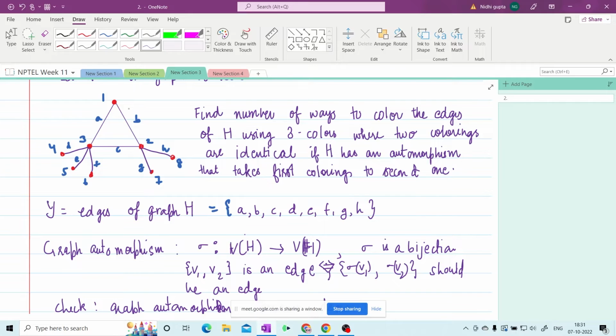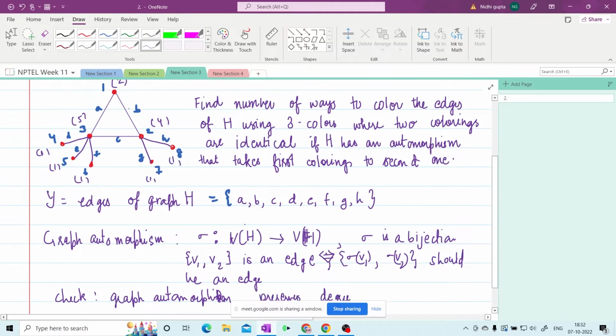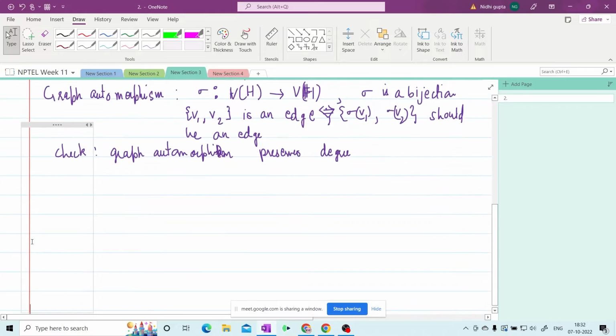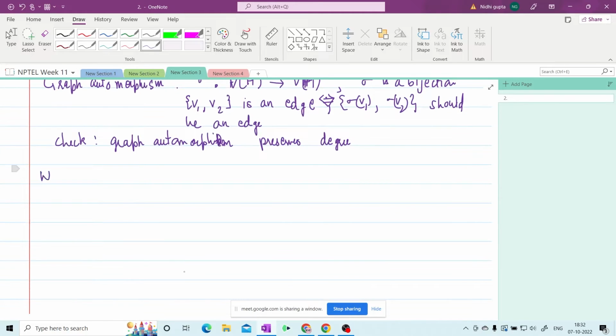So now in this question we see that vertex 1 has degree 2, vertex 3 has degree 5, vertex 2 has degree 4, and all other vertices have degree 1. So if we have to set up a bijection, an automorphism, first we are trying to calculate the group of graph automorphisms of H.